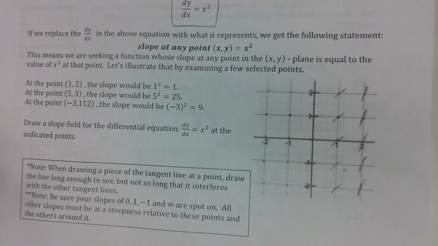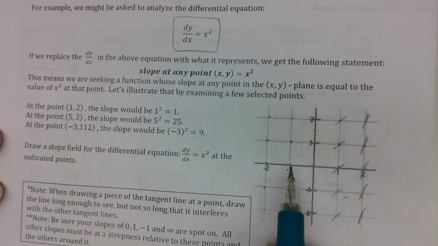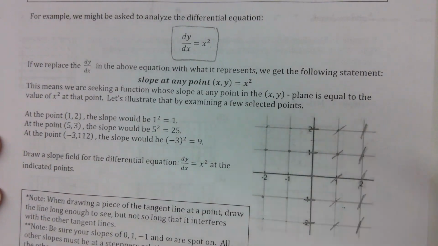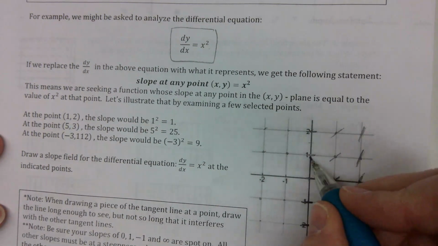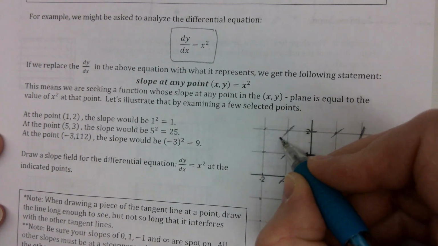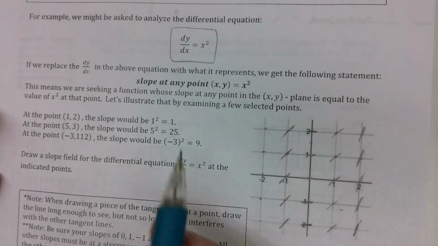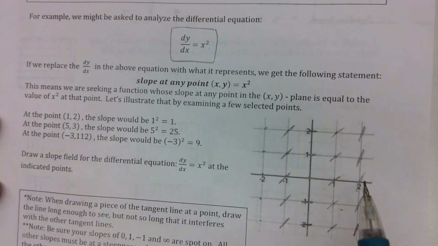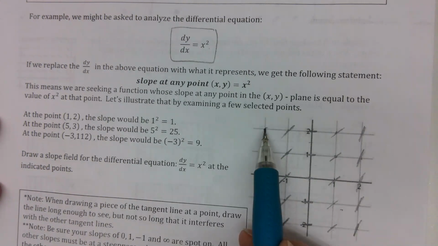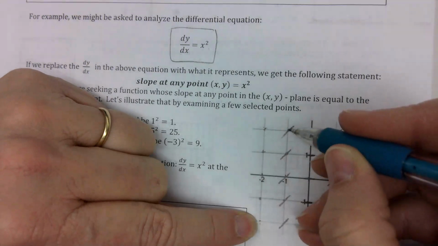The less accurate it needs to be, the better. What is negative 1 squared, all of these? 1. So we've got another 45-degree little sloped lines, right? What about negative 2 squared? 4 again, right? 1, 2, 3, 4 over 1.